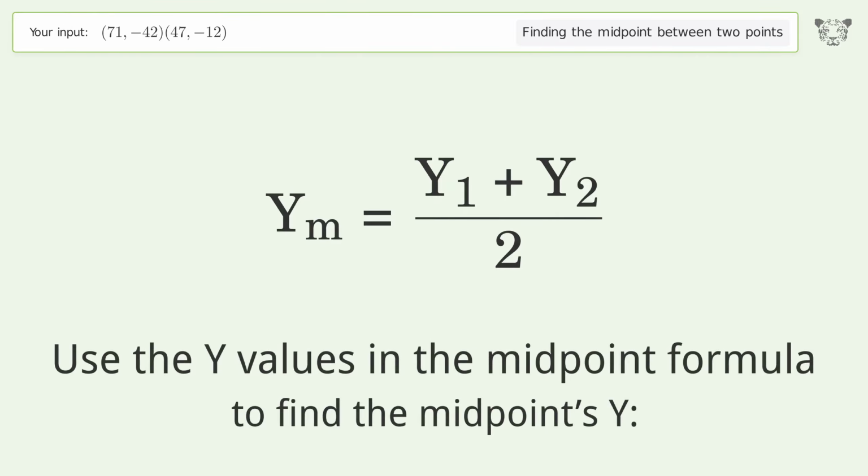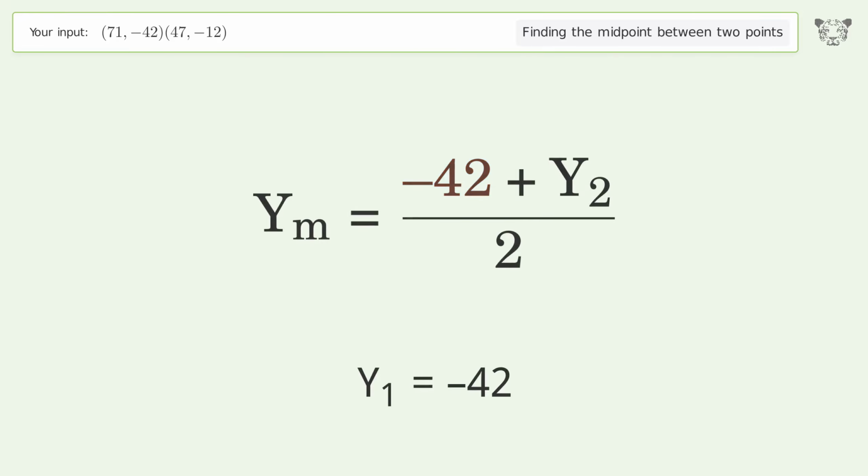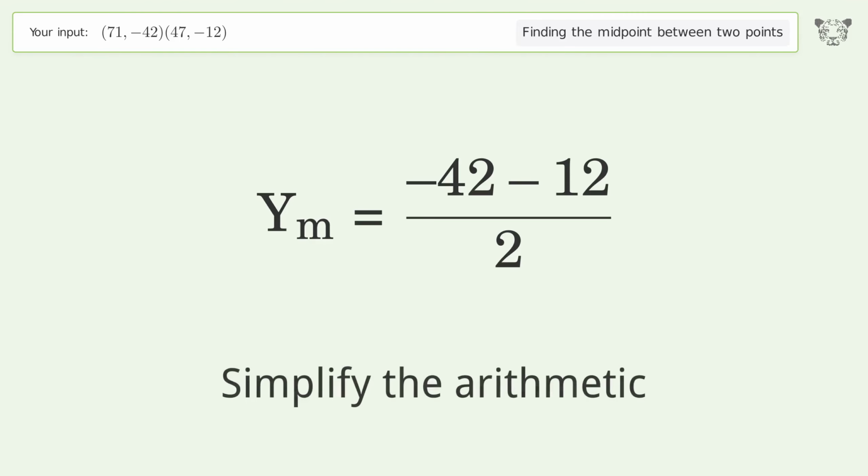Use the y values in the midpoint formula to find the midpoint's y. y1 equals -42. y2 equals -12. Simplify the arithmetic.